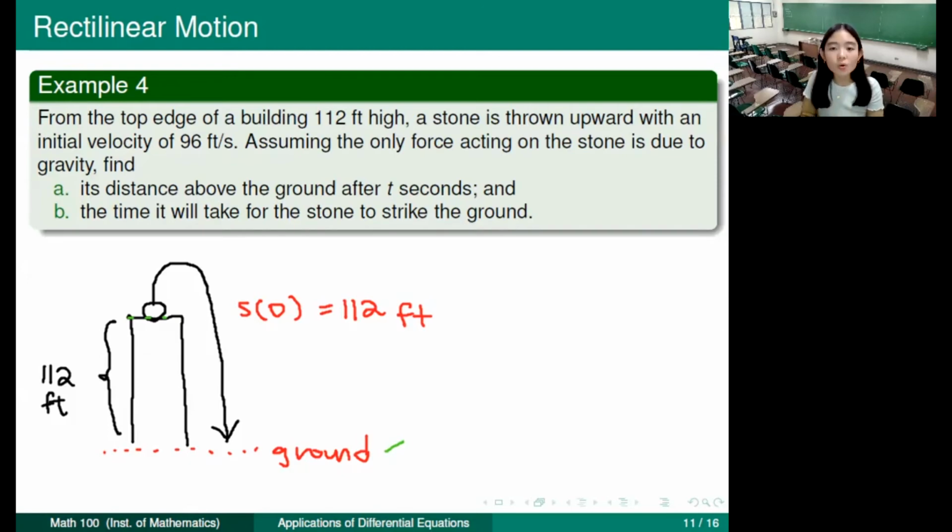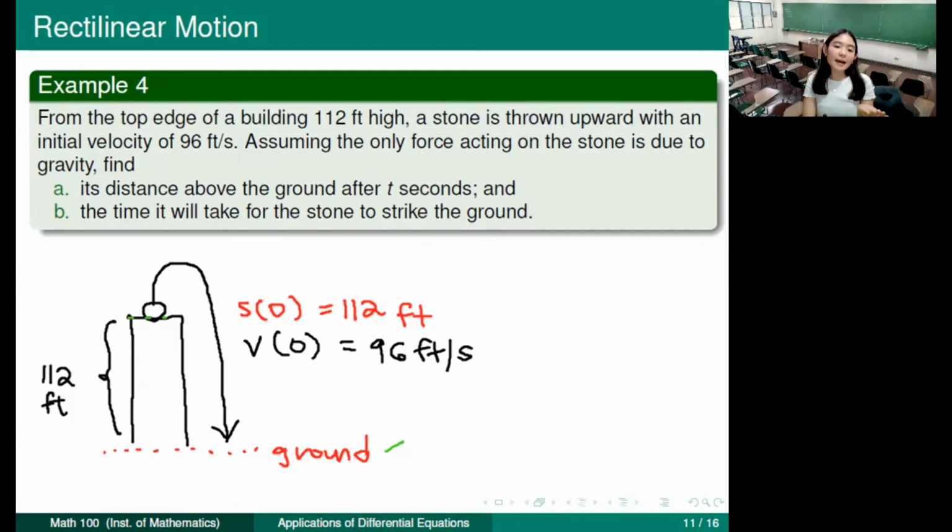Dito, the stone is thrown upward with an initial velocity of 96. So very similar lang din sa ating previous na problem. Ang V of 0 natin ay 96 feet per second. Okay? Now, next, meron pa. Assuming the only force acting on the stone is due to gravity. So yon actually, sinasabi noon na yung nag-a-act sa ating stone ay acceleration due to gravity, in fact, and that's the only thing that acts on it.